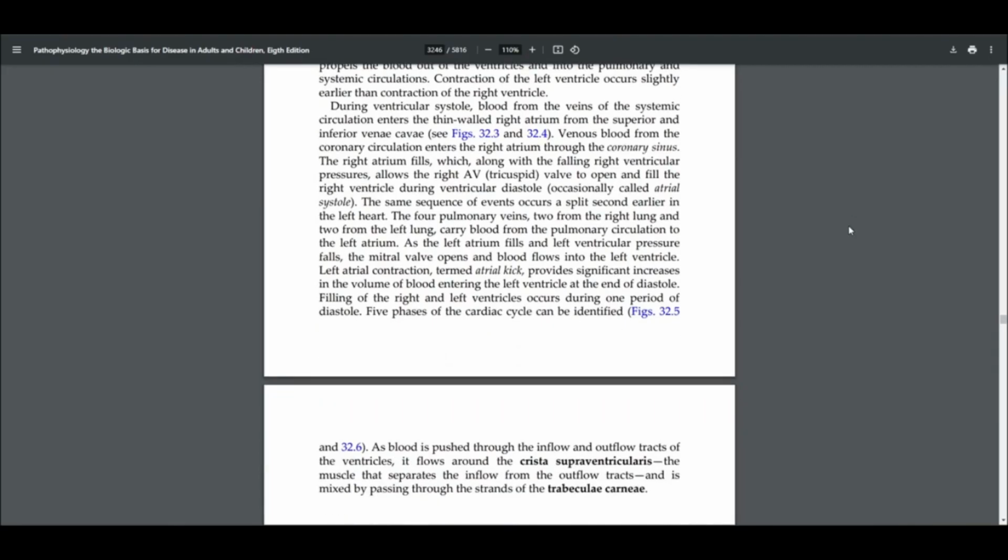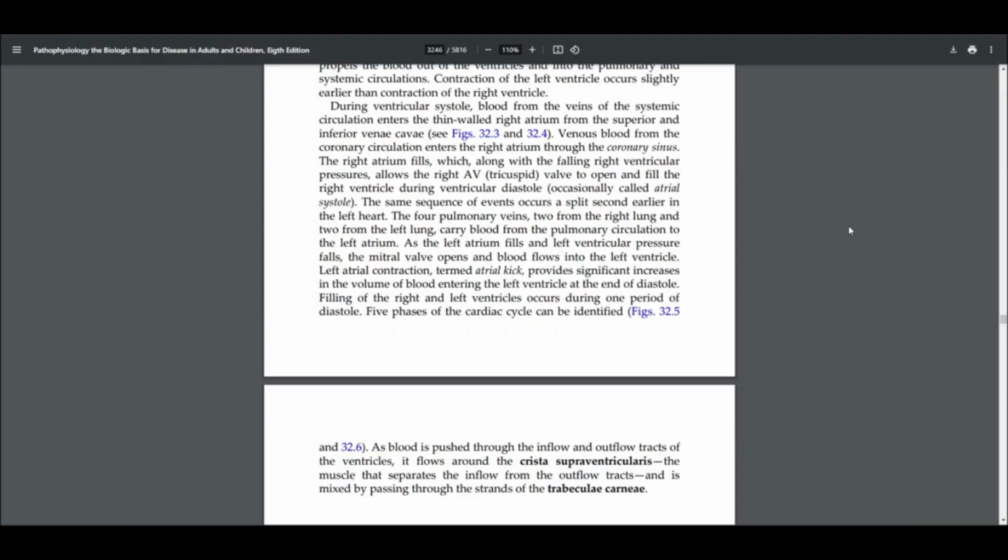During ventricular systole, blood from the veins of the systemic circulation enters the thin-walled right atrium from the superior and inferior vena cava. Venous blood from the coronary circulation enters the right atrium through the coronary sinus. The right atrium fills, which, along with the falling right ventricular pressure, allows the right AV, or tricuspid, valve to open and fill the right ventricle during ventricular diastole, occasionally called atrial systole.